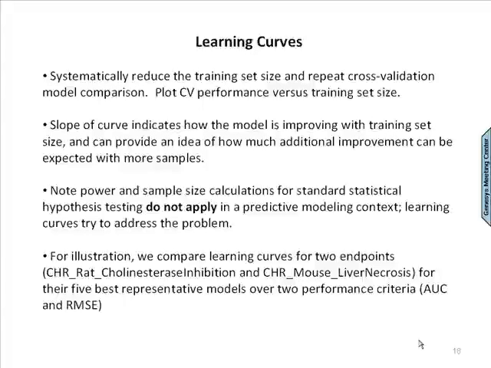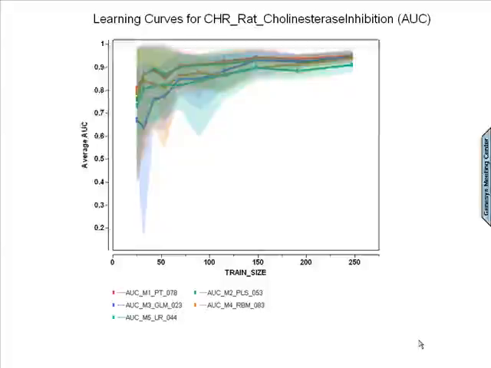So for illustration, I wanted to show you just a few learning curves for two of the endpoints shown there in the last bullet, and I'll reduce things down to two of our performance criteria, AUC and RMSE, and just the 5 best models, just to keep things a little bit simpler.